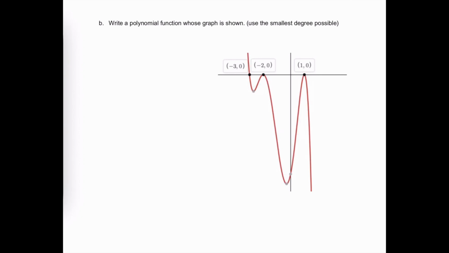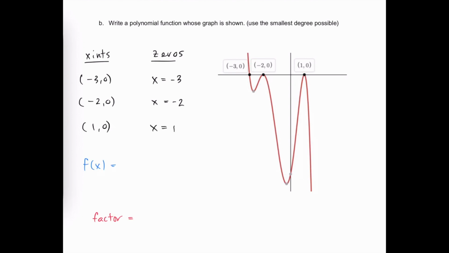Let's do this again for part B, and notice again that the x-intercepts are going to correspond directly to the zeros of the polynomial. We have the x-intercepts -3, -2, and +1, and these x-intercepts give us the zeros -3, -2, and +1. Given a 0, we can come up with a factor of the polynomial by looking at x minus whatever the 0 is.